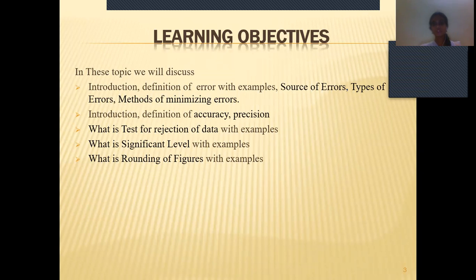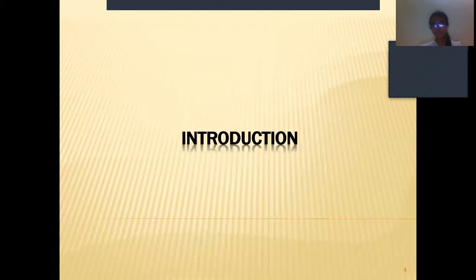So in this topic we are going to discuss the definition of errors, sources of errors, types of errors and how we can reduce them, and also the meaning of accuracy and precision, the test for the rejection of data, the significant level, and the rounding of figures. So let's see the introduction.